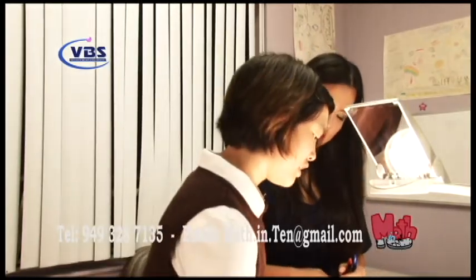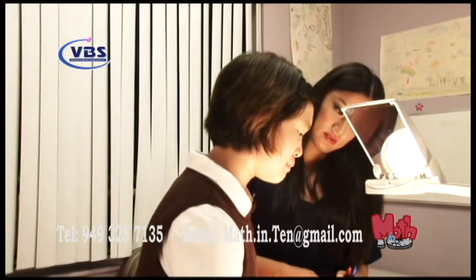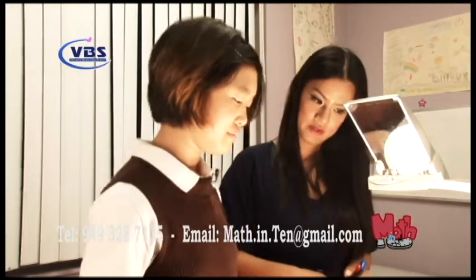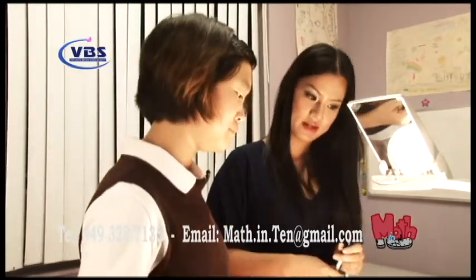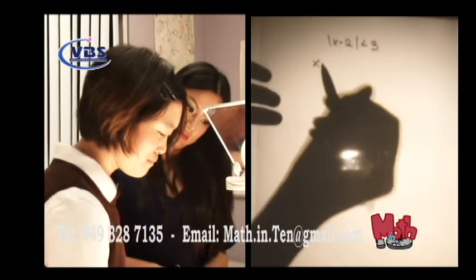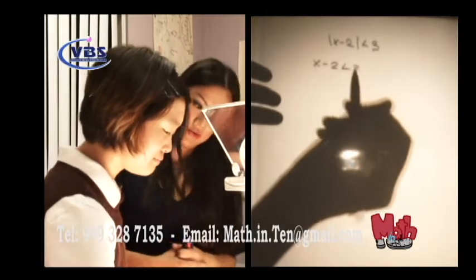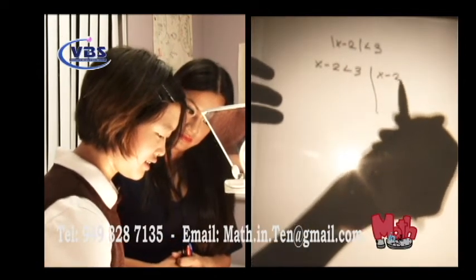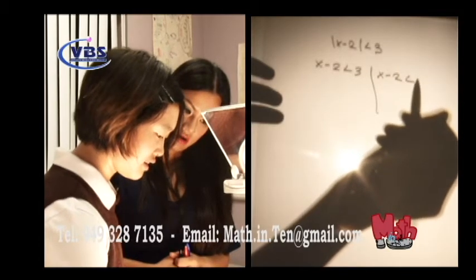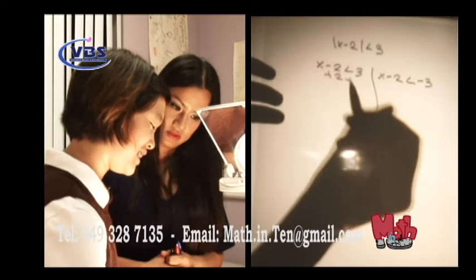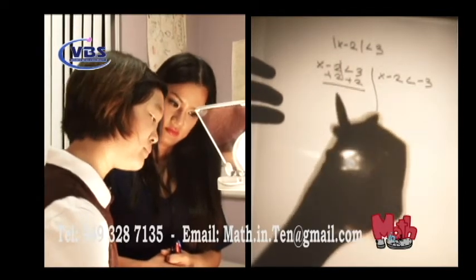Well, the absolute value of x minus 2 is less than 3. Okay, so that's the inequalities, right? So go ahead, show me how you did. Okay, so the first thing I did is that I separated them. Because well, we have 2 answers, right? Okay. I see. And then I solved it like a regular problem.